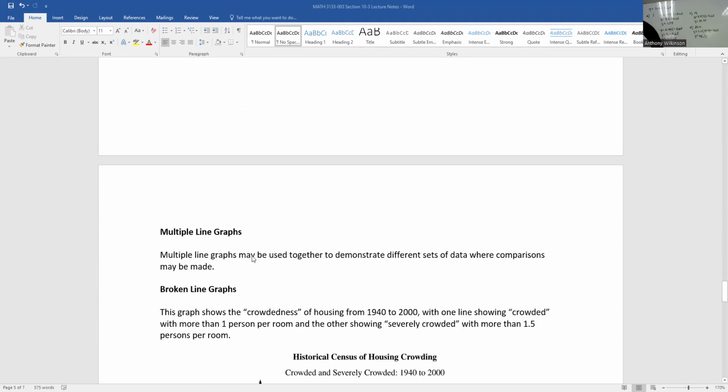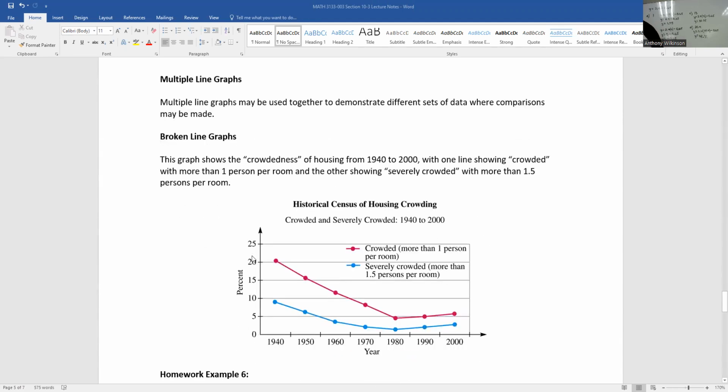Okay, the next page deals with multiple line graphs. These may be used together to demonstrate different sets of data when comparisons may be made. And we have what they call broken line graphs. Earlier we did look at some examples of line graphs that were broken line graphs.